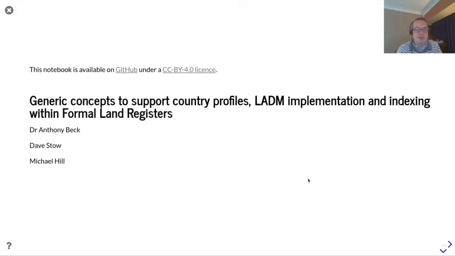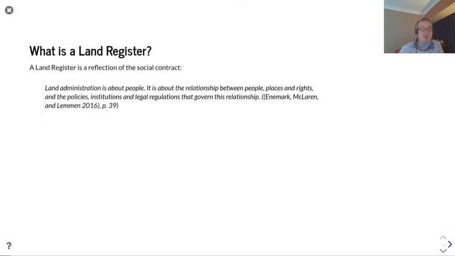I'm from the Ordnance Survey, and I'm going to give you an introduction to our presentation for FIG Working Week, which is about generic concepts to support country profiles, LADM implementation, and indexing within formal land registers.